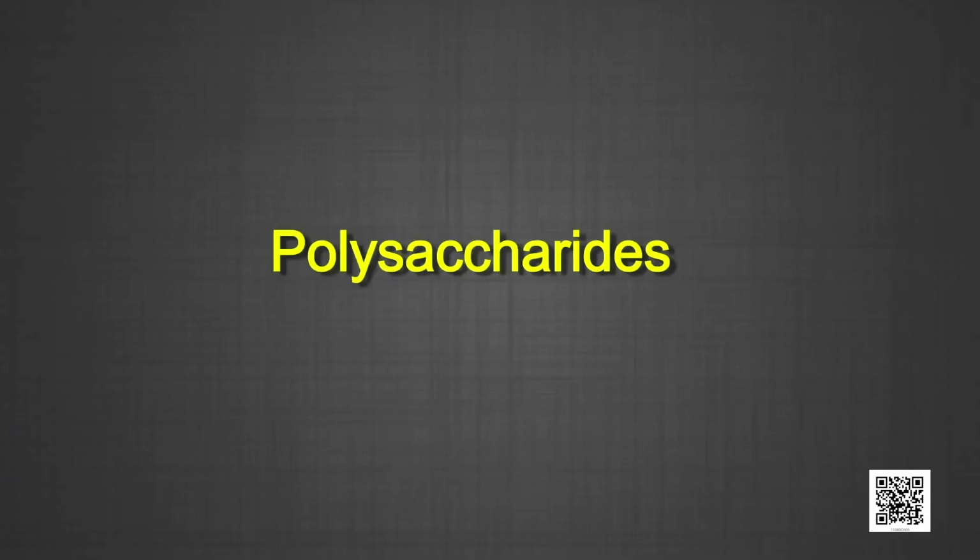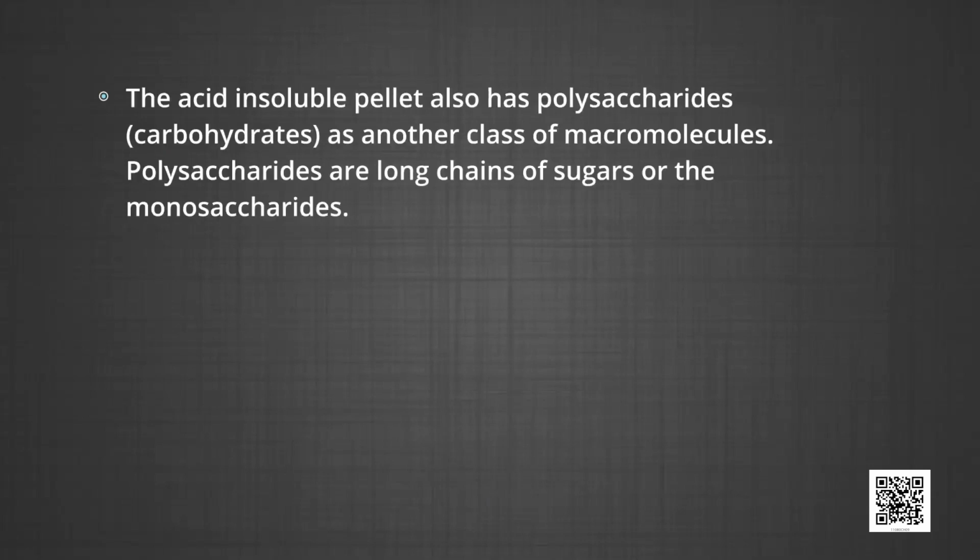Now let us discuss polysaccharides. The word polysaccharide consists of two parts. First is poly and other is saccharide. Poly means many and saccharide, which is from the Greek origin, means sugar. The acid insoluble pellet also has polysaccharides, or you can say carbohydrate as another class of macromolecules.